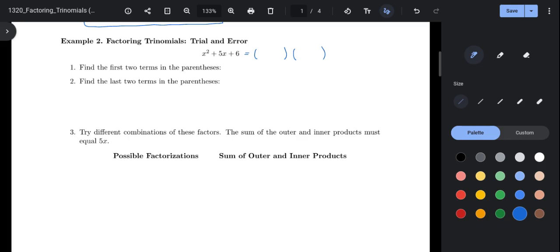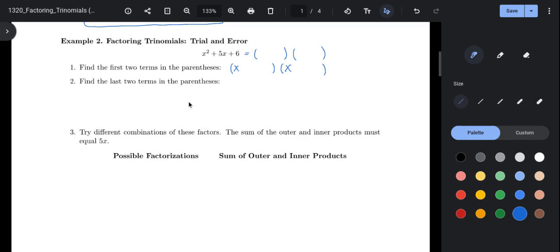So the first thing we're asked to do is find the first 2 terms in the parentheses. And so what I mean by that is we have to somehow get an x squared term for our polynomial. And the only thing that multiplies to be x squared is an x times x. So we've now found the first term in both sets of our parentheses.